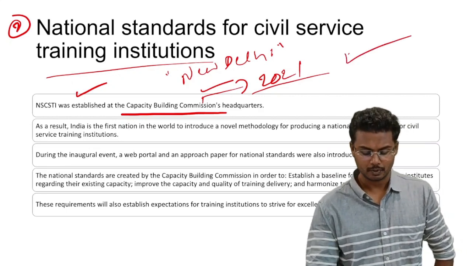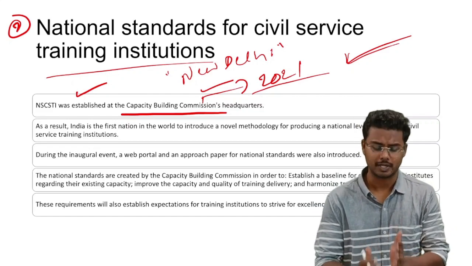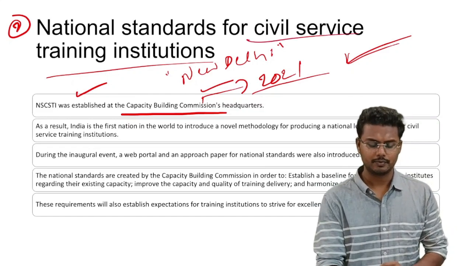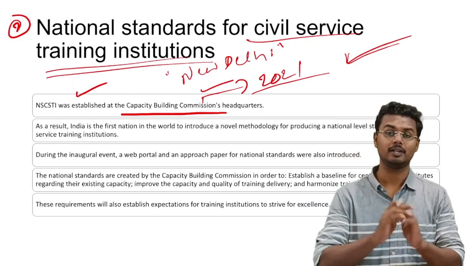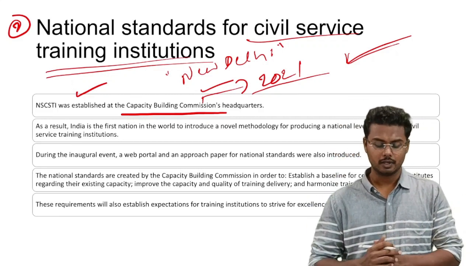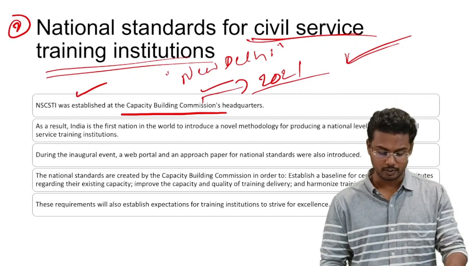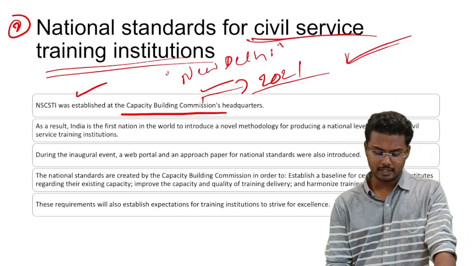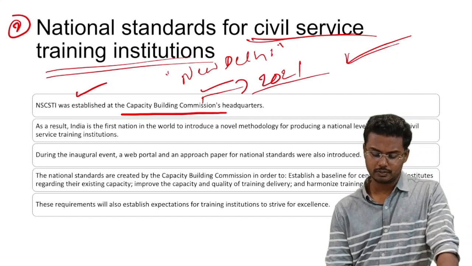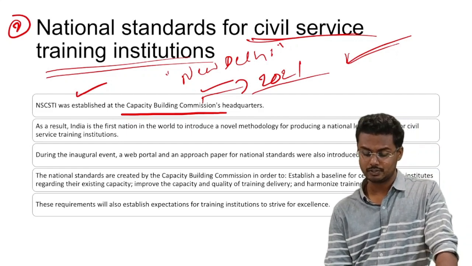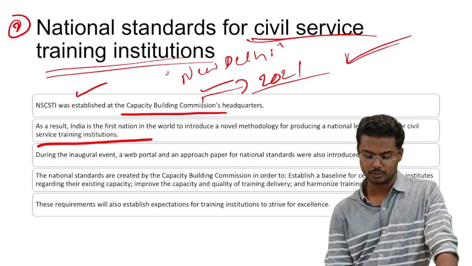The objective is to provide a uniform set of standards with respect to civil services training institutions. This is a first of its kind in the entire world, not just India. Because of this, India has now become the first nation in the world to introduce a novel methodology for producing a national level standard for civil service training institutions.